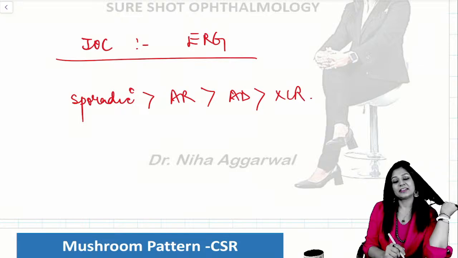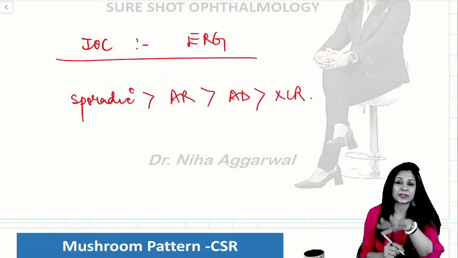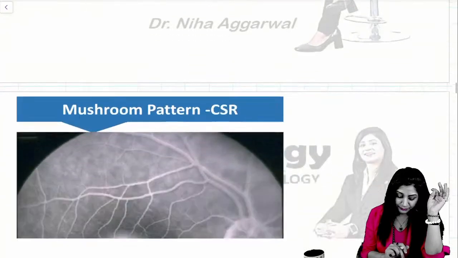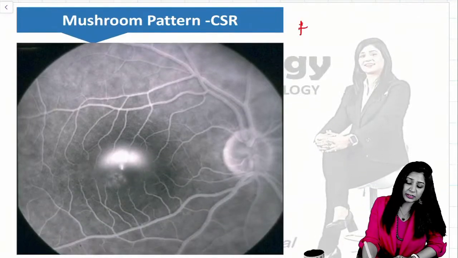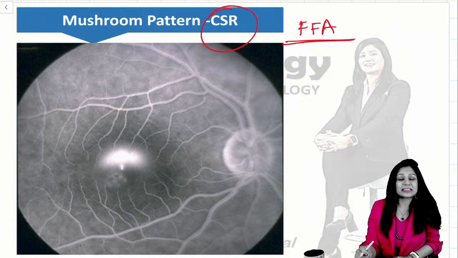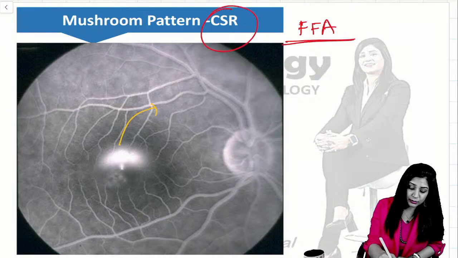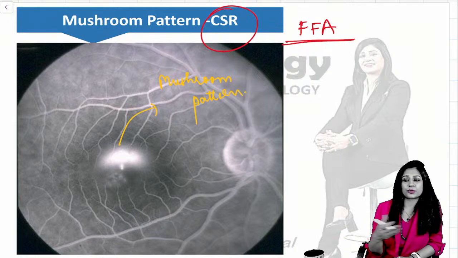Yes. Definitely, I am very, very hopeful that so many questions will be coming from this PDF. Now, very, very important FFA pictures. Some of the typical FFA findings that you can get. One is this, the CSR. CSR में beautiful picture you can see. It is the mushroom pattern that you are getting in the FFA, and when you see this picture you know that it is CSR.